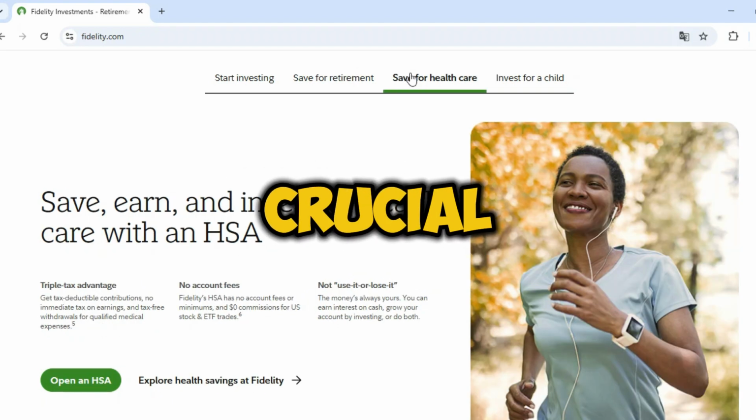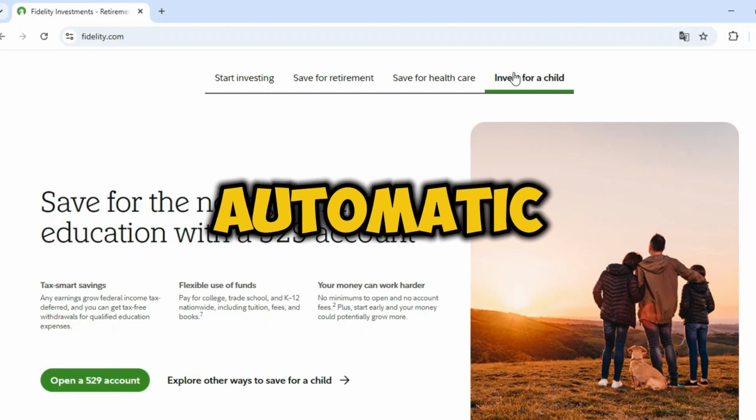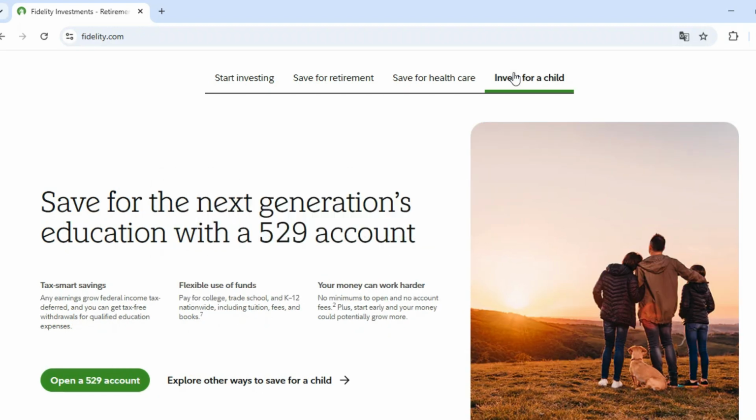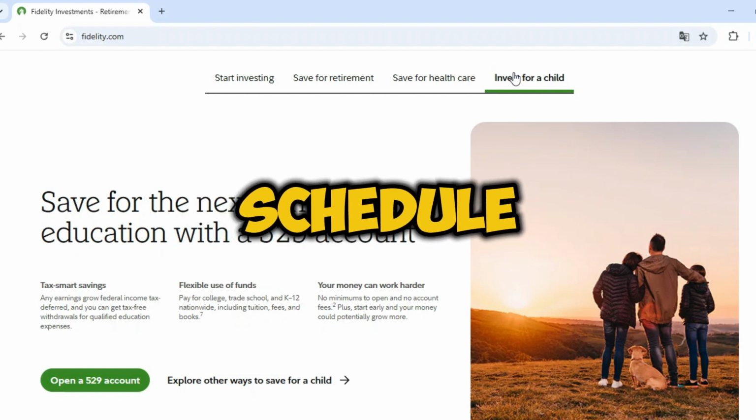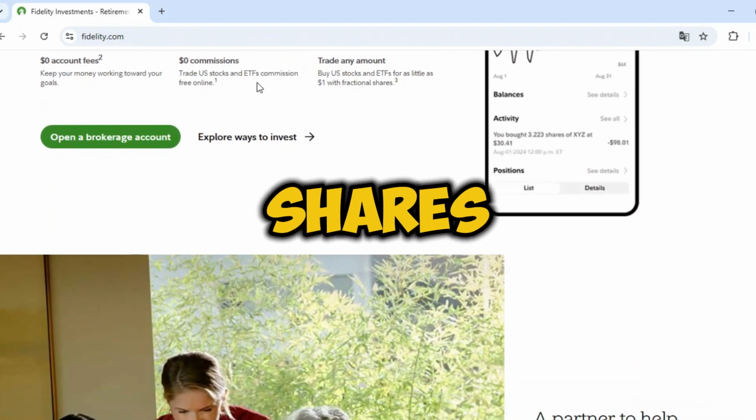And that leads to my crucial pro tip: use fractional shares for automatic investing. You can set up automatic investments to buy fractional shares of your favorite stocks or ETFs on a recurring schedule. This is a powerful way to practice dollar cost averaging without needing enough cash for full shares each time.